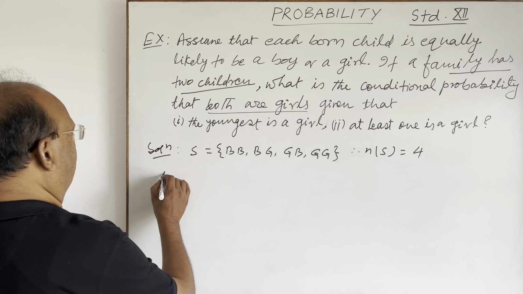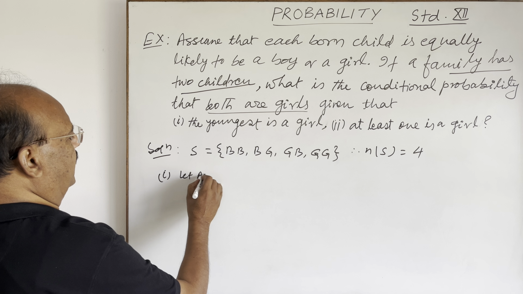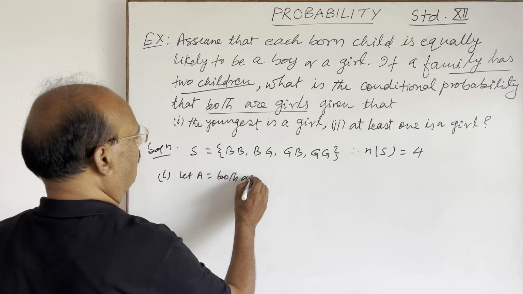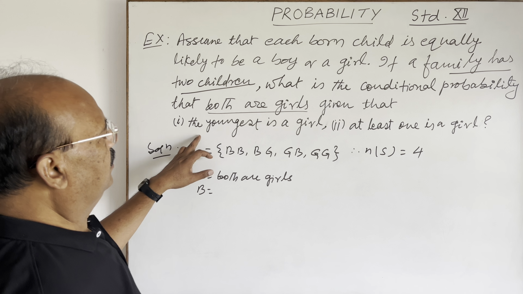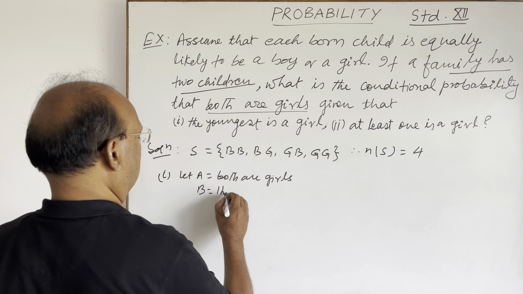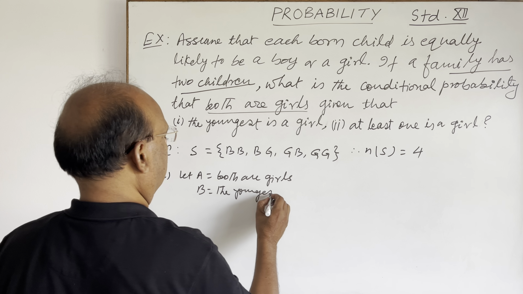We have to find out the conditional probability that both are girls. So first let event A be both are girls, and event B be the youngest is a girl. Okay, so here we have to find out probability of A given B. As we know the formula, this is equal to probability of A intersection B divided by probability of B.